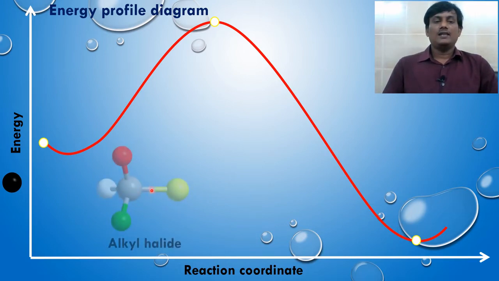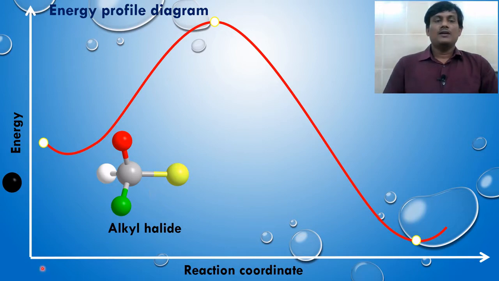Let us take alkyl halide. Here the nucleophile attacks the alkyl halide from the backside to the leaving group. Here this is the halogen, this is the leaving group. The nucleophile attacks the reaction center from the backside to the leaving group. Then the energy of the reactant molecule increases and reaches up to a maximum. The maximum energy indicates the energy of the transition state.